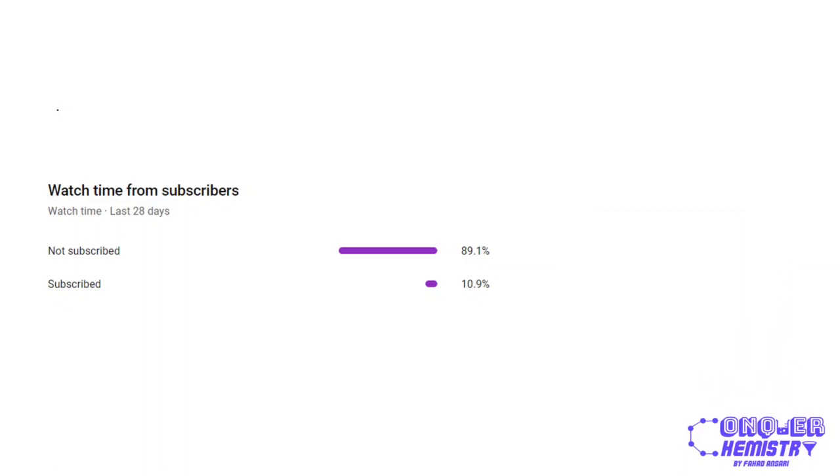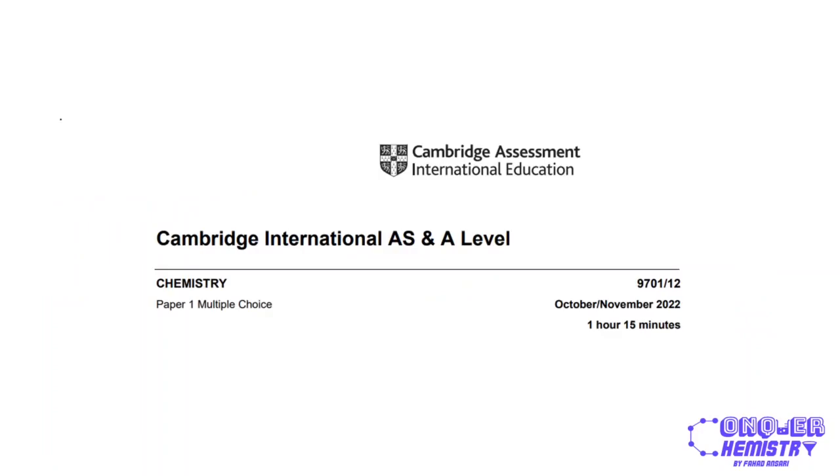Let's get right into it. So today we'll be looking at the October-November 2022 paper 1 variant 2 of the AS level chemistry syllabus. This is the multiple choice paper. And this is, as we all know, the toughest out of the AS level chemistry papers because you need to do a lot of working for just 1 mark. But no need to fear. I'm going to help you through this paper. So without further ado, let's get right into the questions.